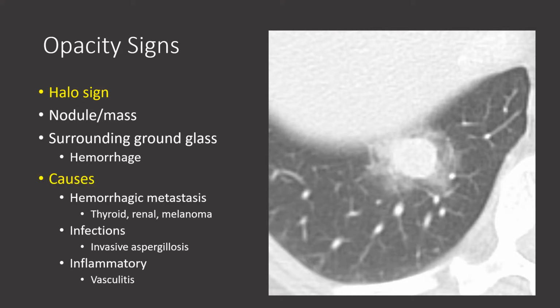Common causes of the halo sign include metastasis, particularly those that are hemorrhagic, such as thyroid, renal, or melanoma, some infections, particularly angioinvasive fungal infection, such as angioinvasive aspergillosis in the setting of neutropenia, and some inflammatory conditions such as granulomatosis with polyangiitis, a vasculitis formerly known as Wegener's granulomatosis. This patient had a history of thyroid cancer and was subsequently diagnosed with a hemorrhagic metastasis in the lung.